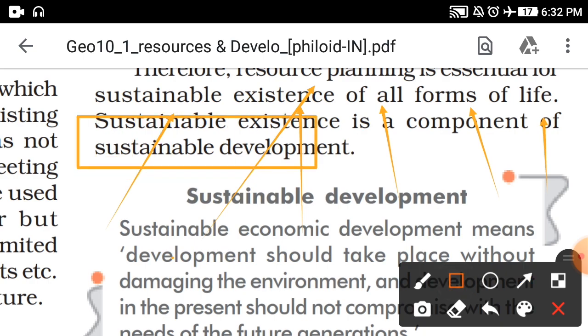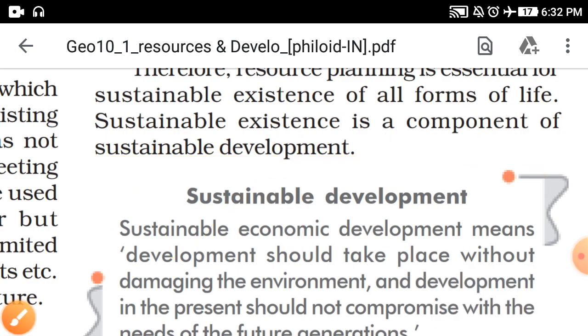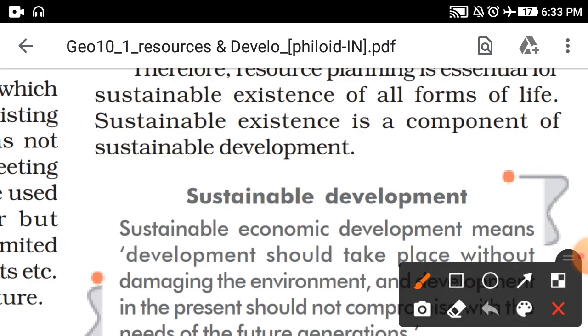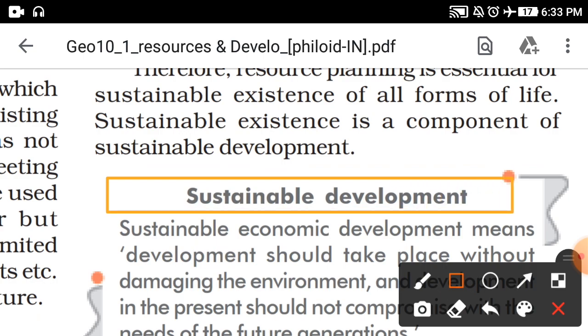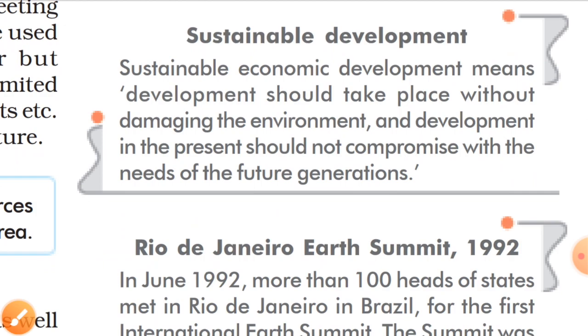Now, sustainable existence is a component of sustainable development. So this word sustainable development, here we will read about it now. Sustainable economic development means development should take place without damaging the environment, and development in the present should not compromise with the needs of the future generations. This is the definition, and remember it, learn it by heart.